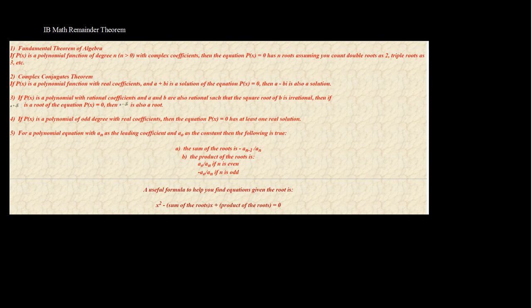The next one: if p is a polynomial of odd degree with real coefficients, then the equation has at least one real solution. You know why? The complex roots come in pairs, they cannot come alone. So if the degree is odd, there's one real root that is going to be alone. Complex roots come in pairs, you cannot separate them. Alright, so that's the reason.